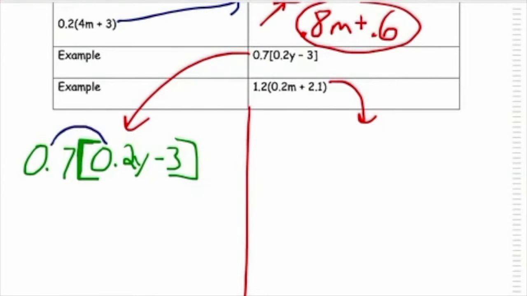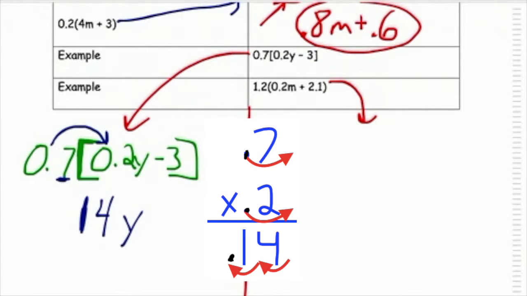So I'm going to distribute that 0.7 to the 0.2y. Once again, I'm just going to multiply them without the decimal at first. So it's just 7 times 2, which is 14. So it'll be 14y. But then I'm moving the decimal out 1 space here and 1 space here. So it's a total of 2 spaces. So I'm going to move the decimal back in 2 spaces. So it's going to be 0.14y.